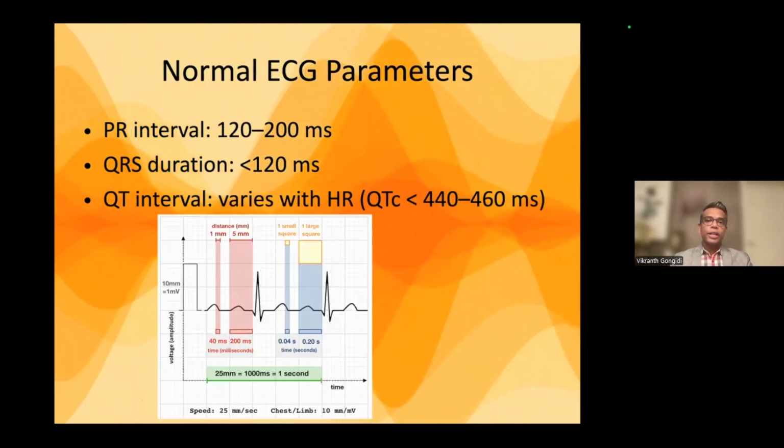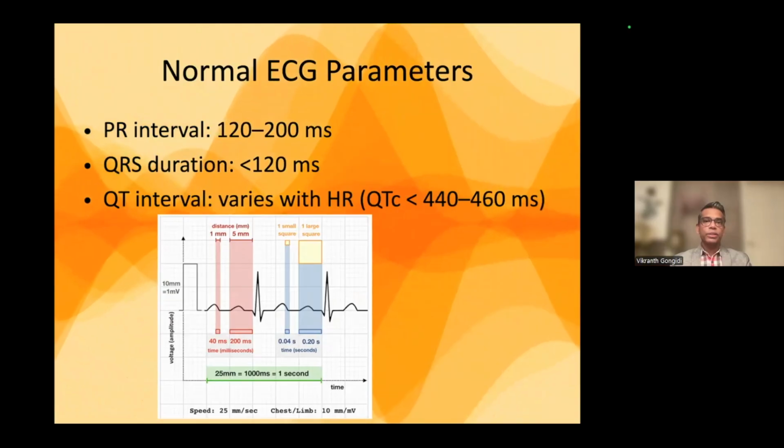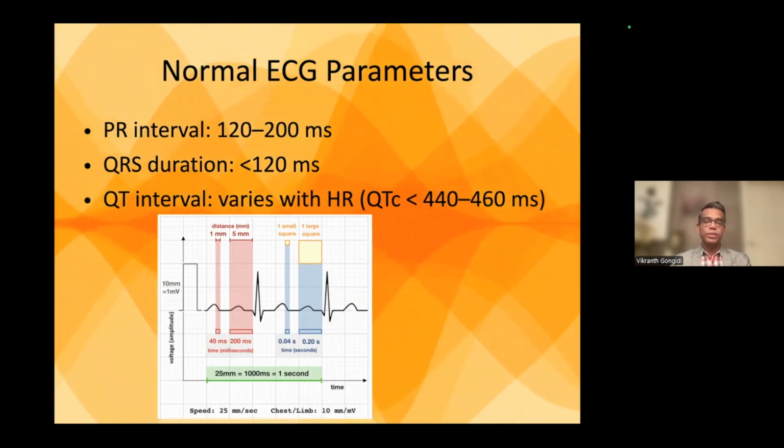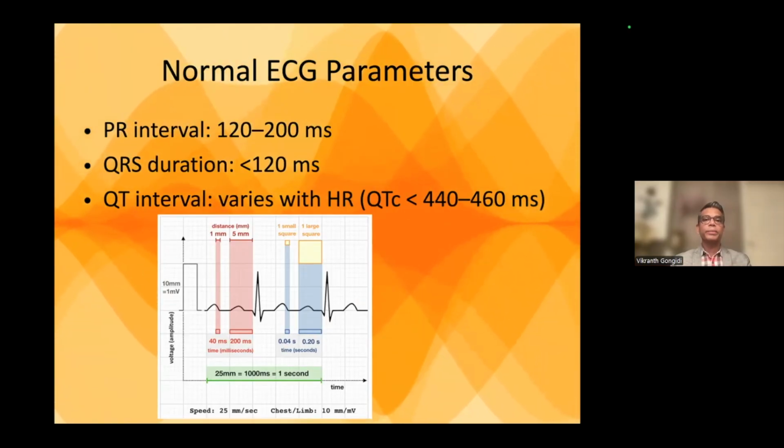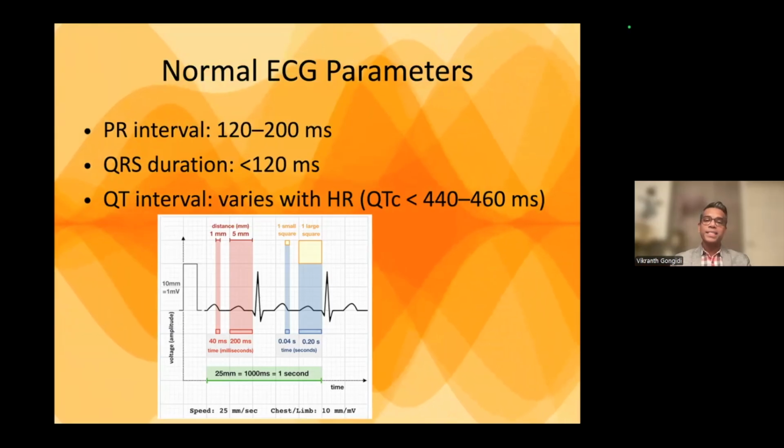So learning what the normal patterns and normal EKG intervals are, this is something that you just have to commit to memory. A normal PR interval is less than 200 milliseconds. The average is about three boxes, which is 120 to 200 milliseconds. Why is this important?